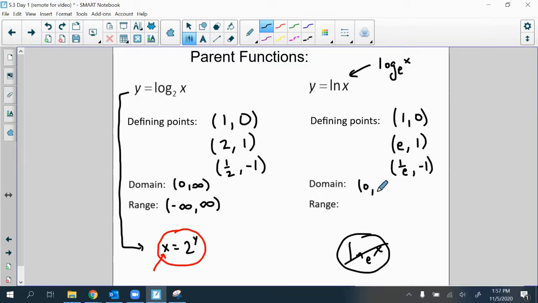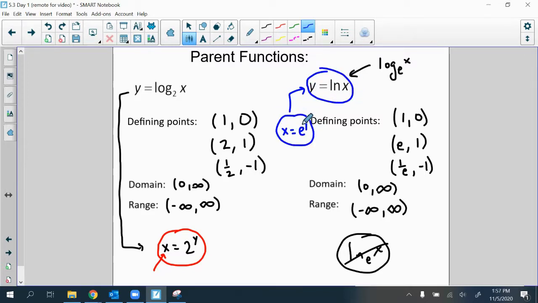Again, the domain is 0 to infinity, and the range is -infinity to infinity. If I wrote the inverse of this, if I just figured out how to rewrite this, I would write x equals e to the y. So these two things have the exact same points because a log function is really the inverse of an exponential function. I just have to be really careful in how I speak about this, though.